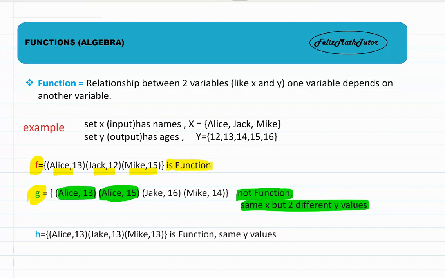How about H? Let's choose another color here. This H is a function because all the persons, Alice, Jack, and Mike, all of them have the same age, which can be possible in real life, right? Everybody can be the same age. So this is a function with same values, we say.